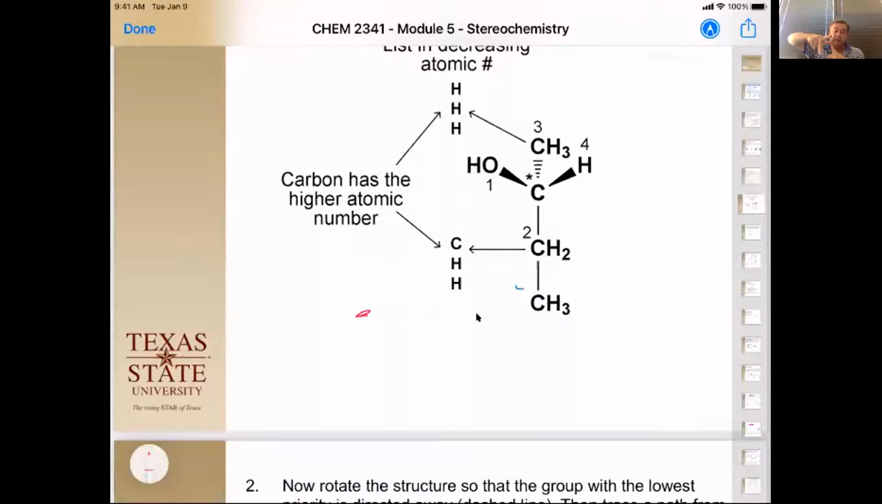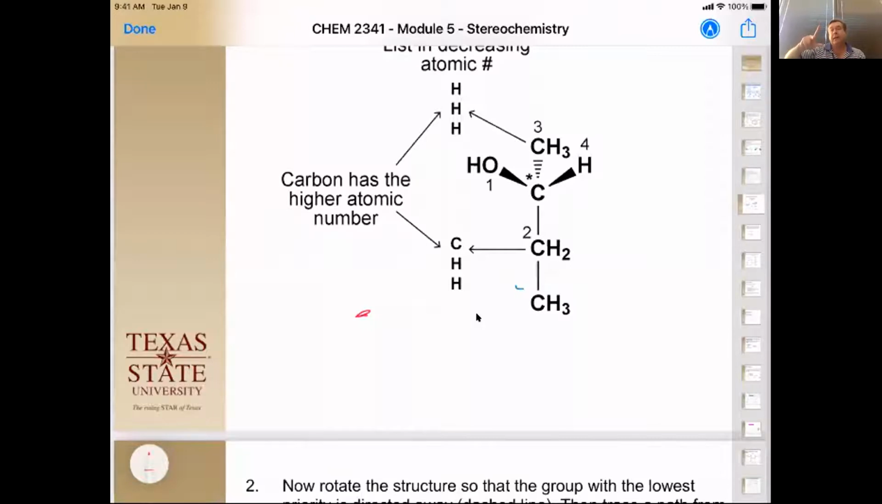Wait, hold on, let's see. Yeah, okay. So priority 3 is going to be my index finger, and priority 2 is going to be my middle finger. Now that I have those priorities in mind, I turn it around to look at it such that my number 4 priority is behind me, and I go 1, this is 2, this is 3, and that gives us clockwise, which gives us our R isomer. Okay. Pick one method or the other and practice, okay?